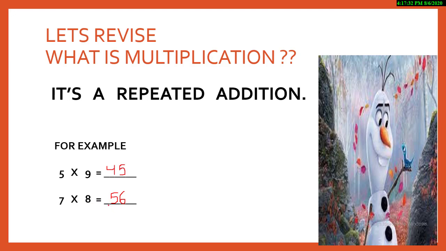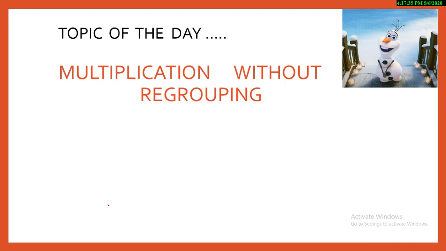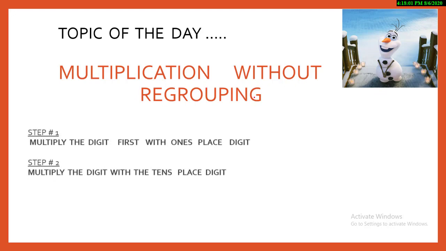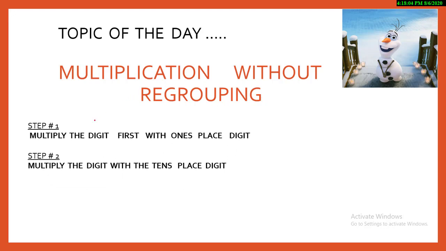See, that trick really helped you a lot. Topic of the day is, yes, now Olaf is also waiting for me to start my topic of the day, and that is multiplication without regrouping. Okay, what is the procedure of it? You will solve this question step by step. As you can see, step number 1 and step number 2 are written over here. In step number 1, you will always multiply the digit first with the ones place digit. And in step number 2, you will multiply the digit with the tens place digit.